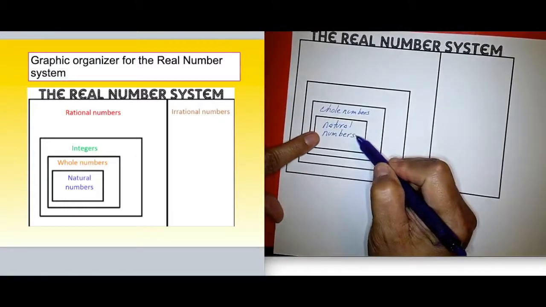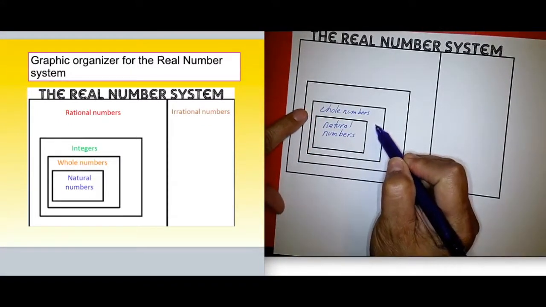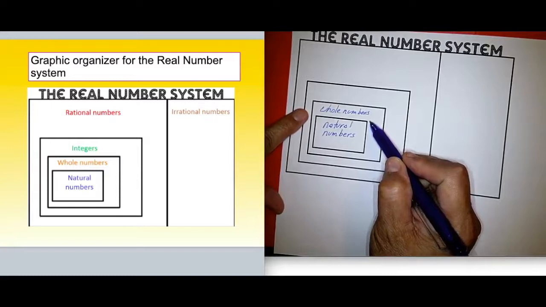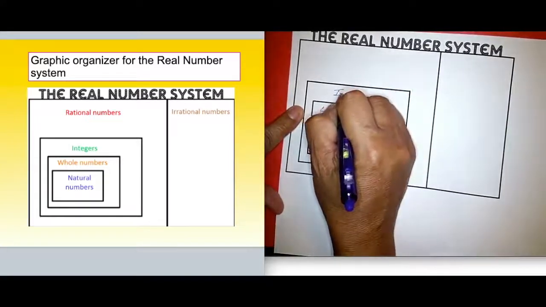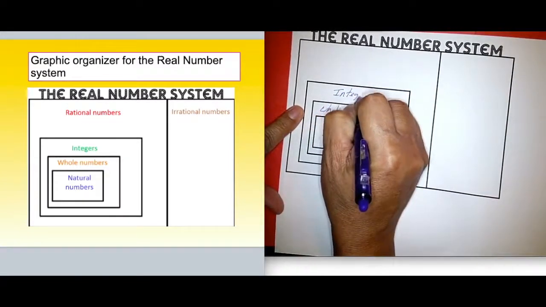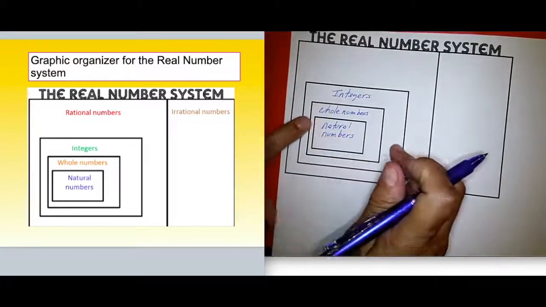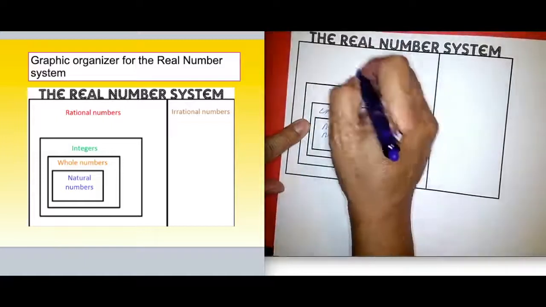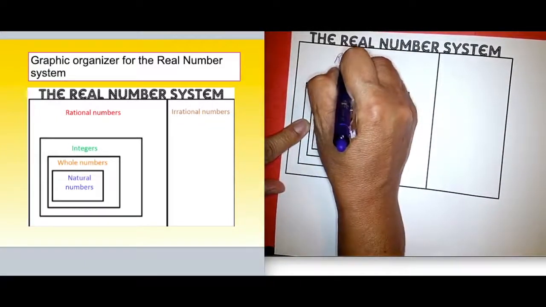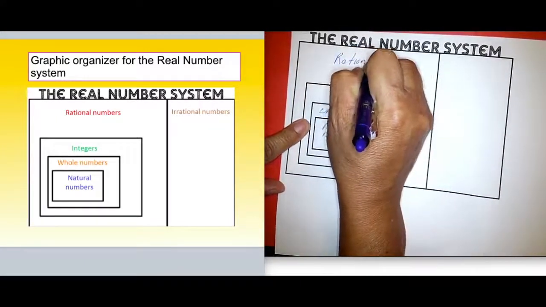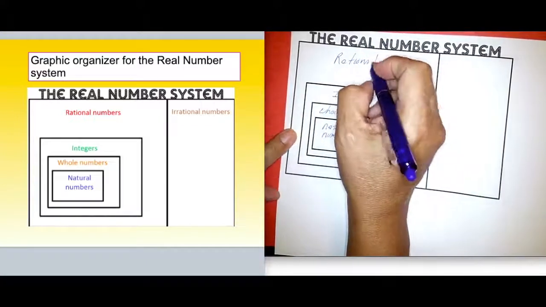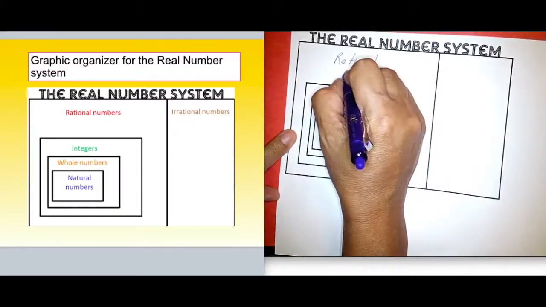So natural numbers start with 1. You add the number 0, see how it's slightly larger, and that is a whole number. The whole numbers start with 0, 1, 2, 3, and so on. Next comes the set of integers, which include your positive and negative numbers, and again, it's getting larger. All of these are rational numbers, which are your fractions, decimals, percents, positives, negatives.